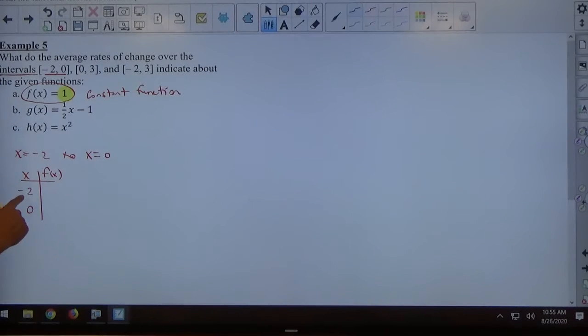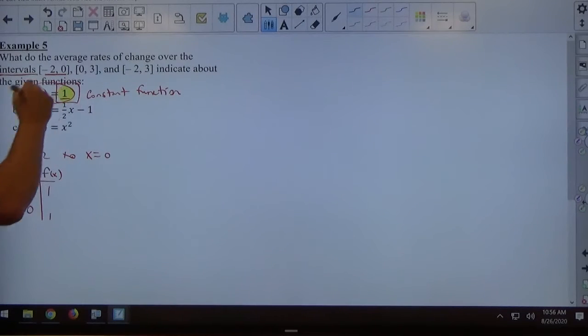So when x is -2, what's the answer? 1. When x is 0, what's the answer? 1. That's all a constant function. That's how you evaluate a constant function. The answer is always that number. If it said f of x equals 17, the answer is always 17. How do you know it's a constant function? Because there's no x. F of x equals no x.